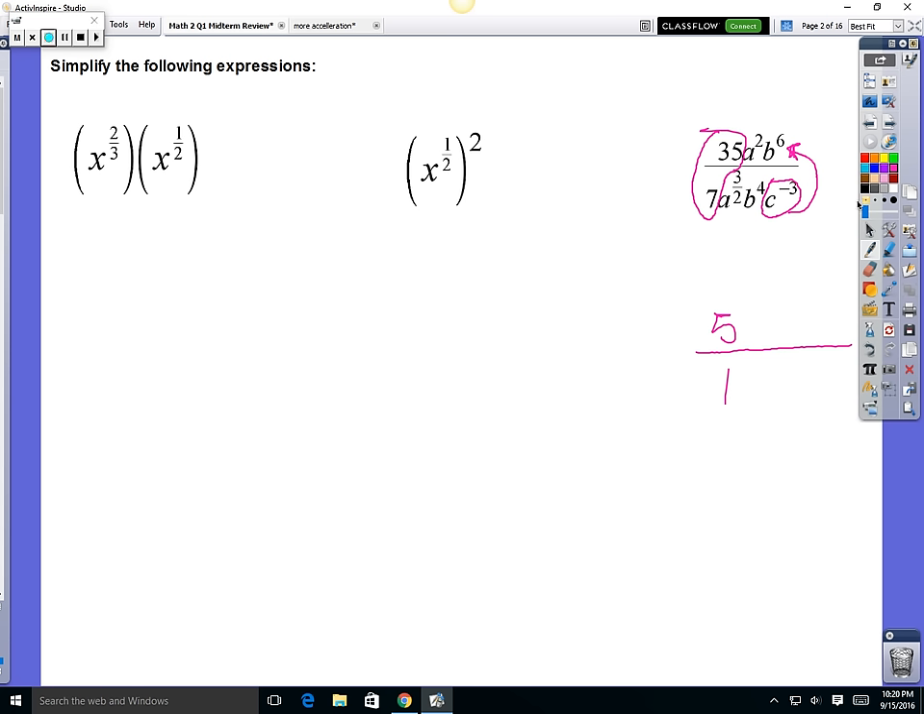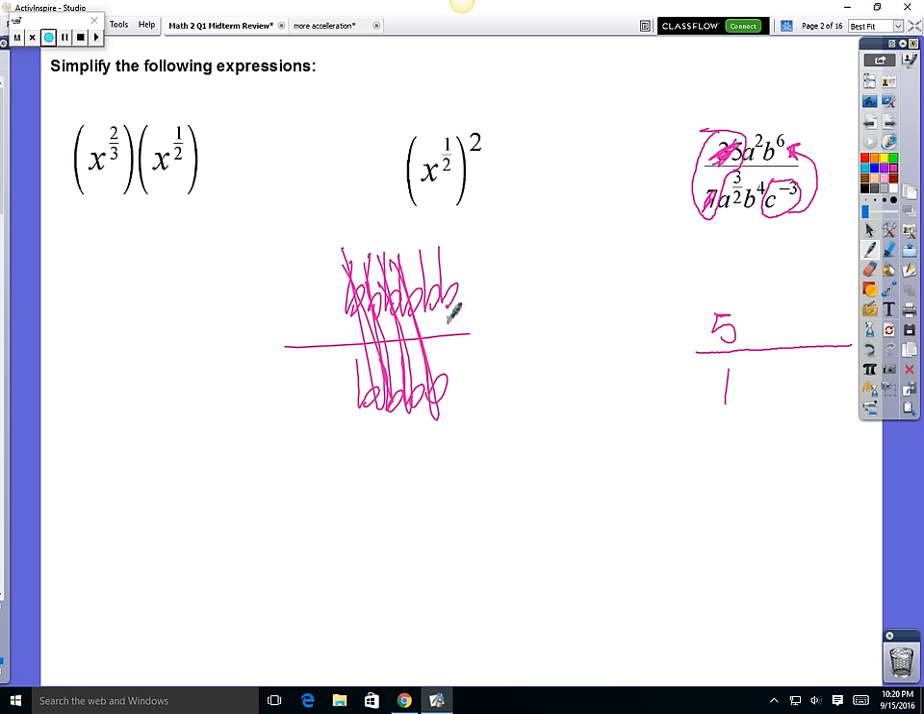Your A's look kind of crappy. Let's save the A's for last. Let's do the B's. Okay, the B's. Now if I've got b to the 6 on top, I got 6 b's. Boom, boom, boom, boom, boom, boom. And I got 4 b's on bottom. A b divided by b is 1. So I got a lot of 1s here. 4 1s. And you're left over with b squared on top.